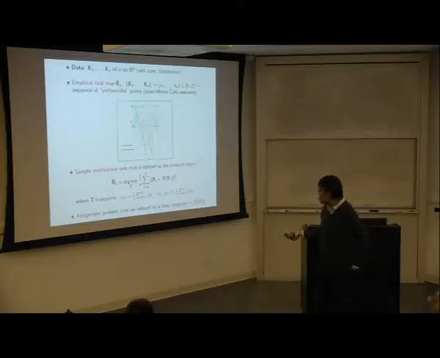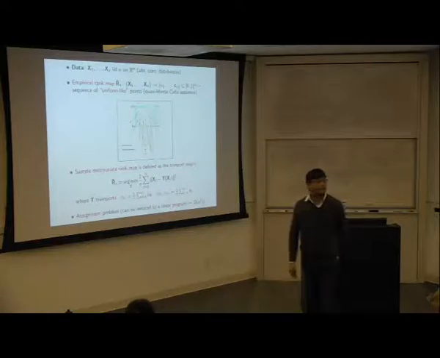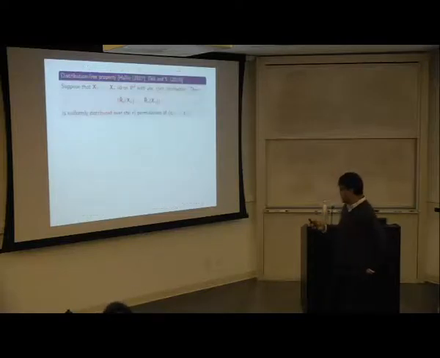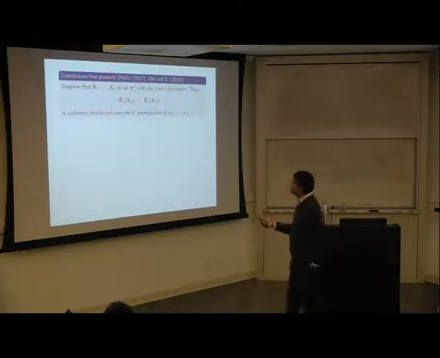This seems like a combinatorial problem, but it's not. This is actually a special case of a linear program. Is that clear? So I can solve this. I can get at Rn hat. What's the first property of Rn hats?